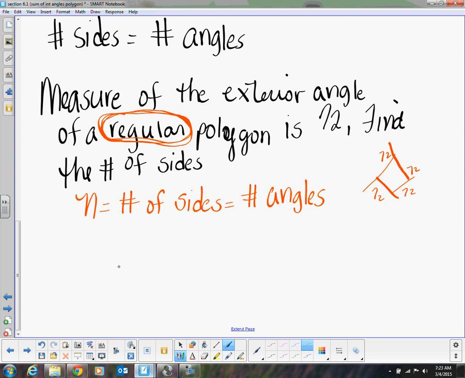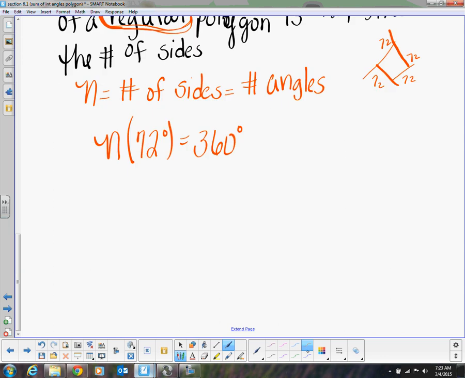360. So if we take the number of angles times the degree of each angle, does it make sense that it should equal the total degrees? Number of angles times the degree of each angle equals total degrees. Does that make sense? Yeah.